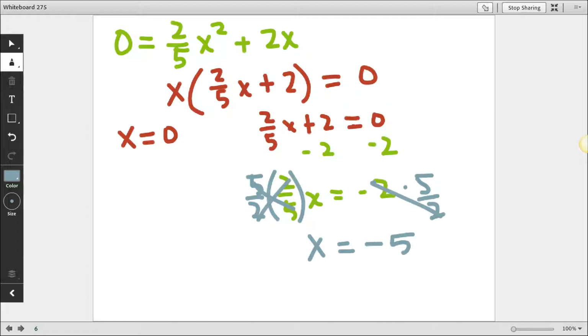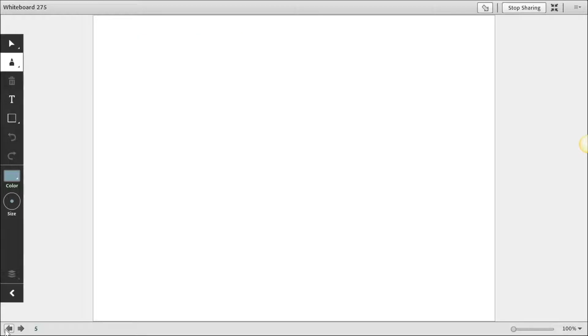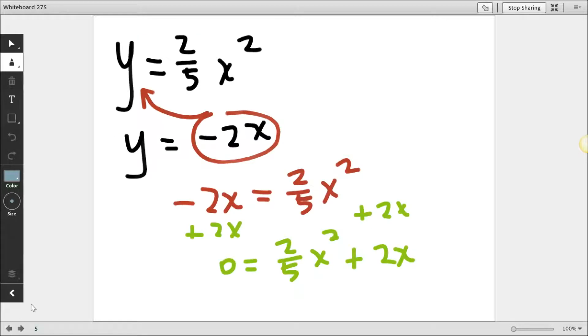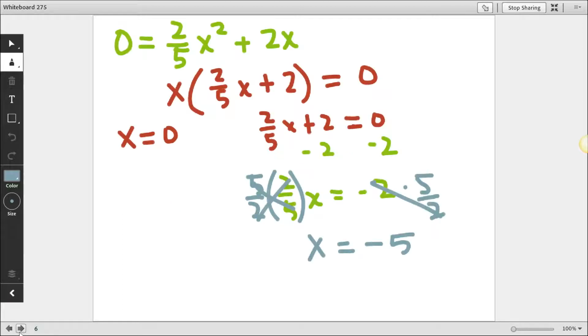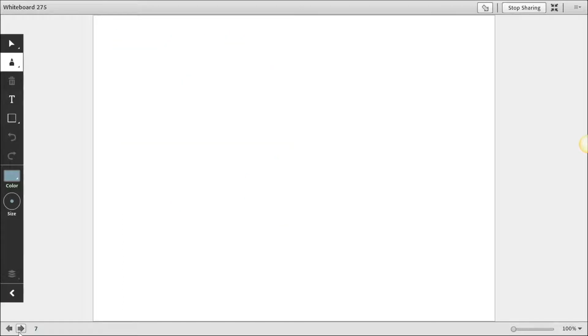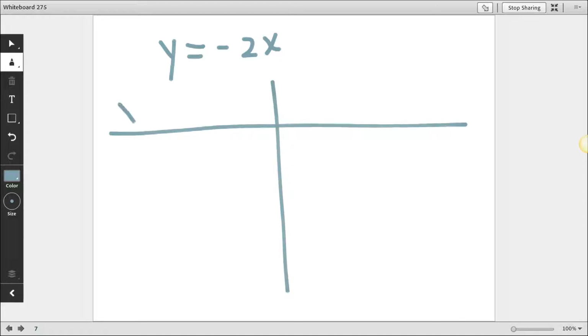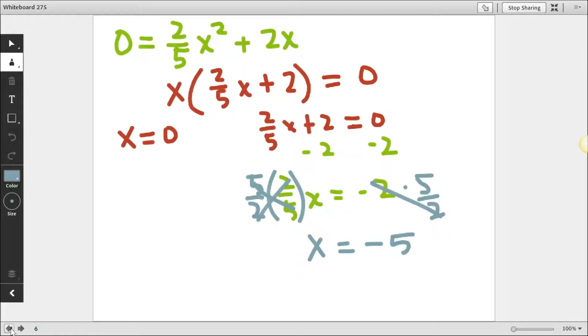So again, just like before, we're going to have to go find both y values to go with this. So I've got x equals 0 and x equals -5. I'm going to pick this equation this time because it looks easier than messing with the fraction. So I've got y equals -2x as my equation. I've got two answers. I've got one for x equals 0 and one for x equals, I think it was -5. Yep.